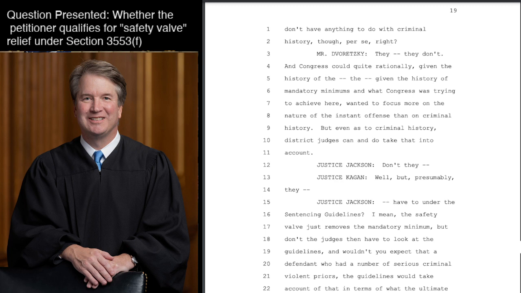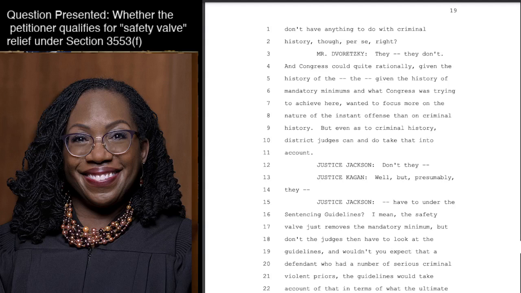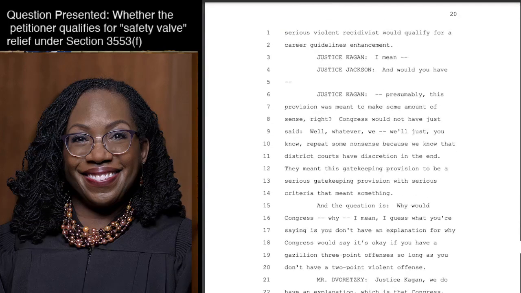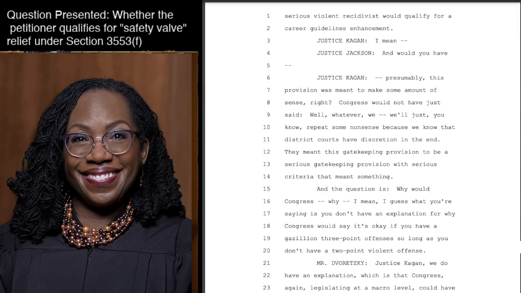And don't they have to under the sentencing guidelines? I mean, the safety valve just removes the mandatory minimum, but don't the judges then have to look at the guidelines? And wouldn't you expect that for a defendant who had a number of serious criminal violent priors, the guidelines would take account of that in terms of what the ultimate sentence was going to be? You would expect that. You might also expect that a serious violent recidivist would qualify for a career guidelines enhancement.